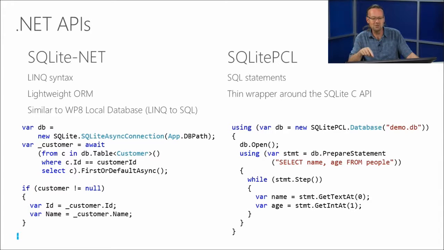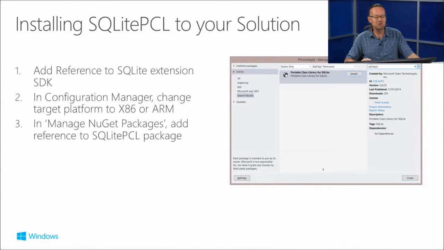So I'm going to concentrate on SQLite PCL for the rest of this talk, but like I said, you have to choose your wrapper, and there are different ways of working with SQLite. So anyway, installing one of these wrappers, SQLite.net or SQLite WinRT or SQLite PCL, they're all on NuGet. So first stage is in your project, you need to add a reference to the SQLite extension SDK. So that brings in the native DLL. That will require you in your configuration manager to change the target platform to x86 or ARM, because I'll show you this in a demo.